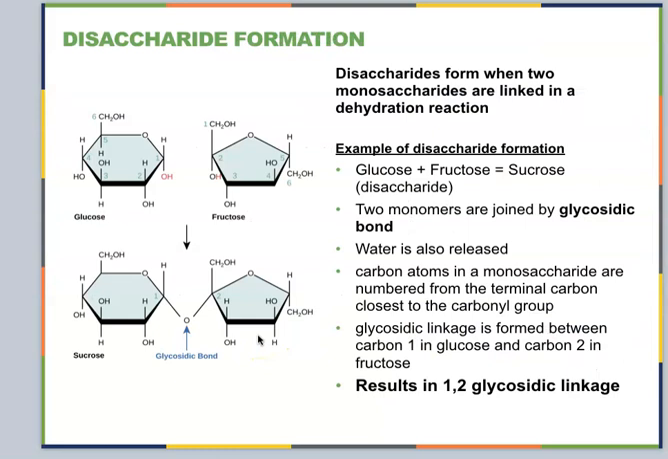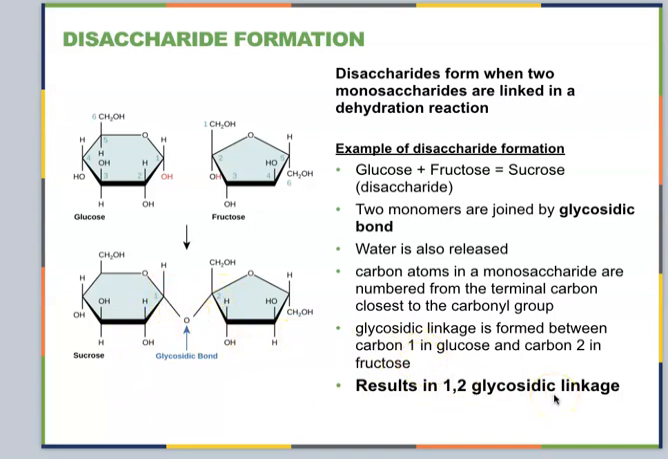Now, disaccharide formation, we already went through this. We went through that this is going to be a dehydration synthesis. It's going to give us a specific type of bond, which is a covalent bond. And now you're going to notice that the further we go down this rabbit hole, that covalent bond actually is called a glycosidic bond itself. And it results in a 1-2 glycosidic linkage. Here's our 1, here's our 2.